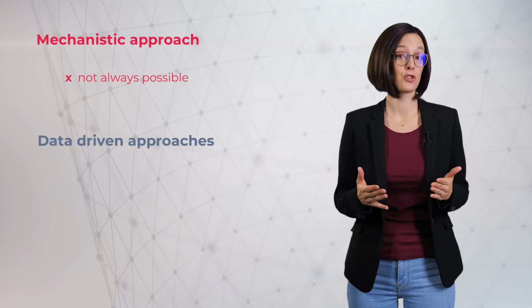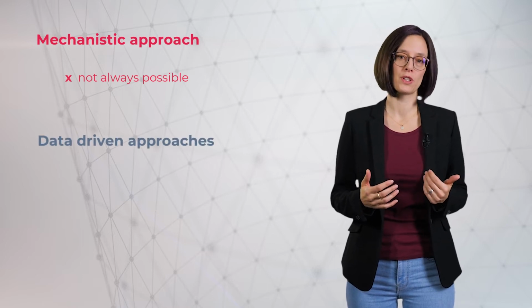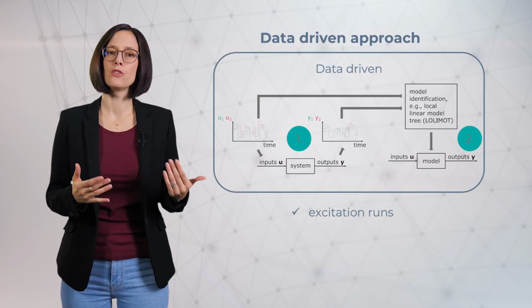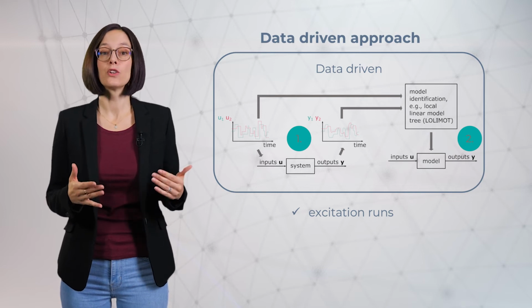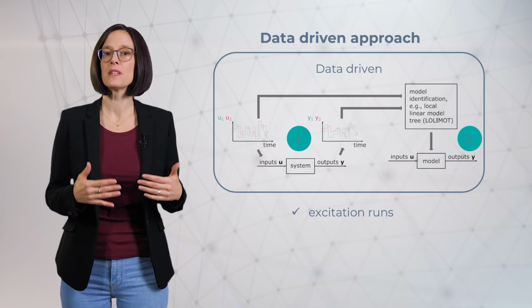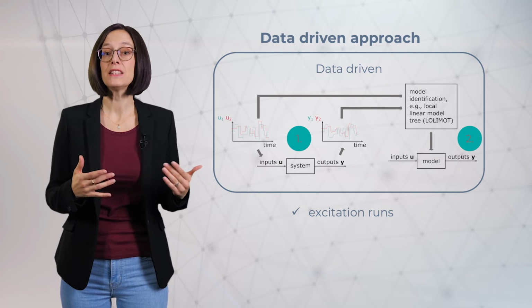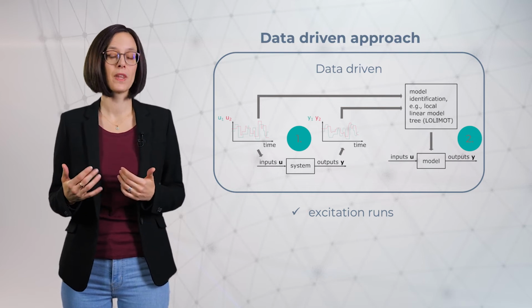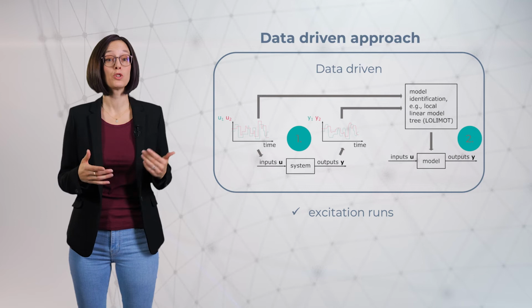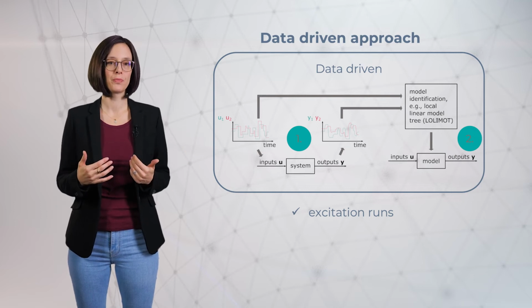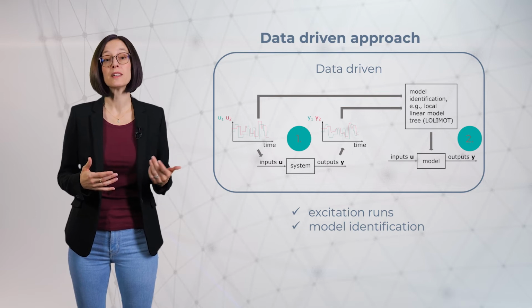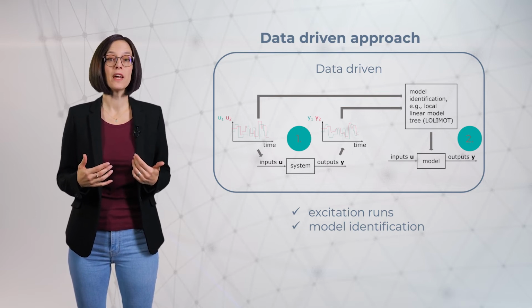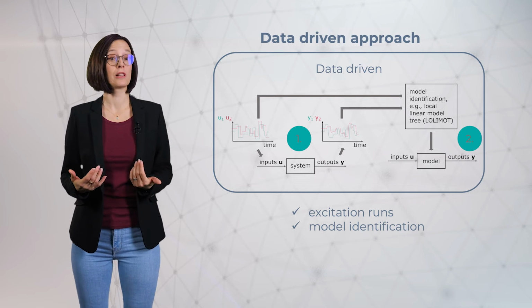In such situations, data-driven approaches can be a suitable alternative. Data-driven models are derived from experimental data. To create such a model, in the first step, the real system is excited by predefined excitation signals. The response of the system to these inputs is captured. In the second step, this data is fed into appropriate identification algorithms in order to create a system model.